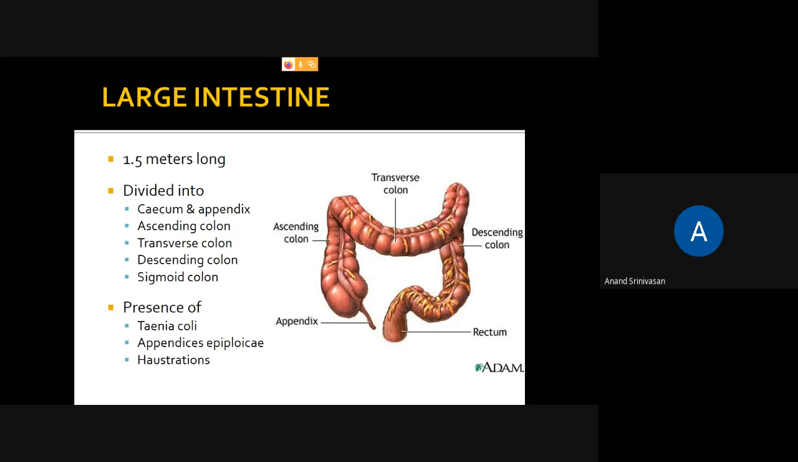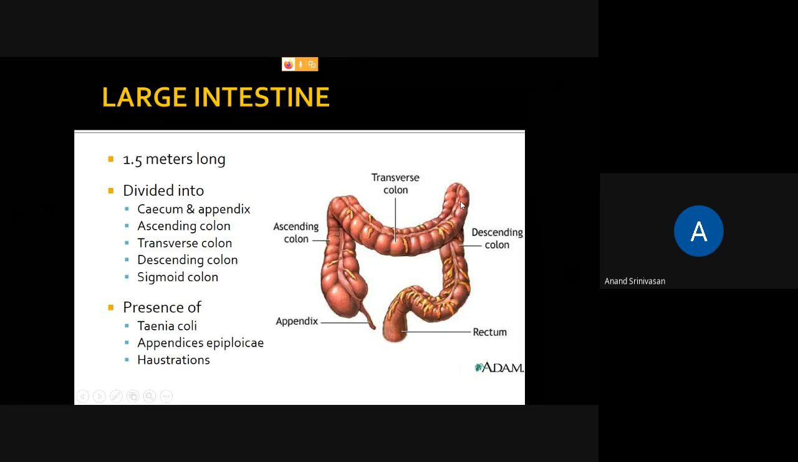The next one is the large intestine. It is approximately 1.5 meters long, and it starts with the cecum and the appendix. After the ileum, the ileal contents come to the cecum. This part is called the cecum, and from the lowermost part of the cecum comes the appendix. So, cecum and appendix.